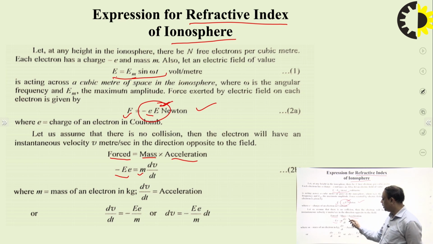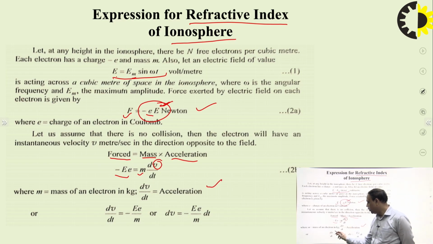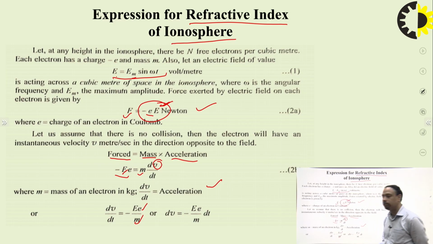So we take the velocity of the electron v over dt. So the total acceleration is dv over dt. So this dv over dt is the acceleration. If we calculate dv over dt, this is equal to minus e times the electric field, that is the electronic charge, over the mass of the electron. Or we can say dv is nothing but this.